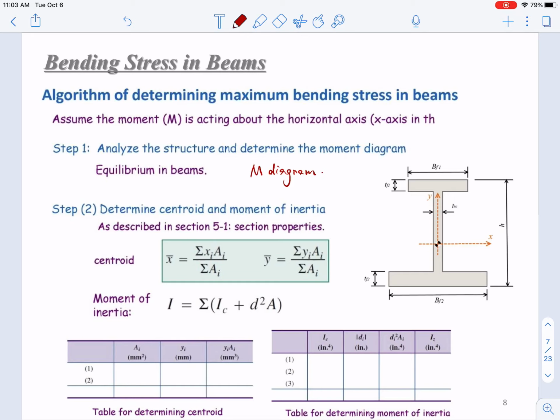We reviewed at the beginning of this lecture how to find y bar and I. This is for a simple cross section like a rectangle or circle. This is very simple. But for composite sections, you just need to use these equations and the two tables. Y bar is normally what we need to determine. X bar is sometimes needed, but in most cases, we do not calculate x bar.